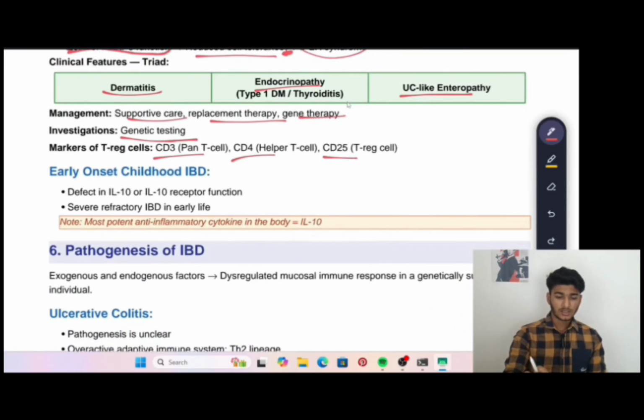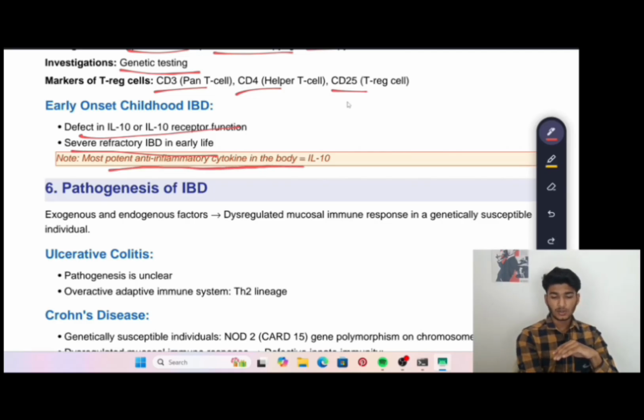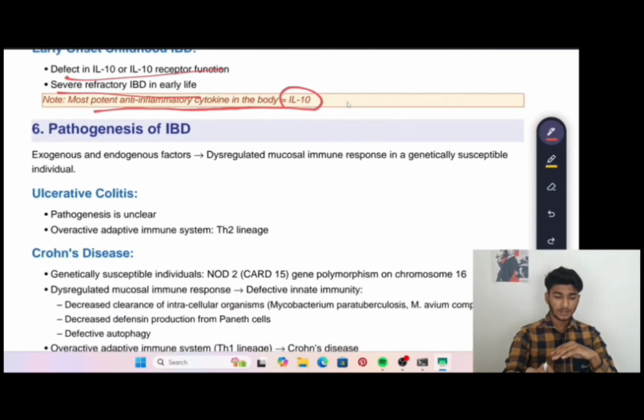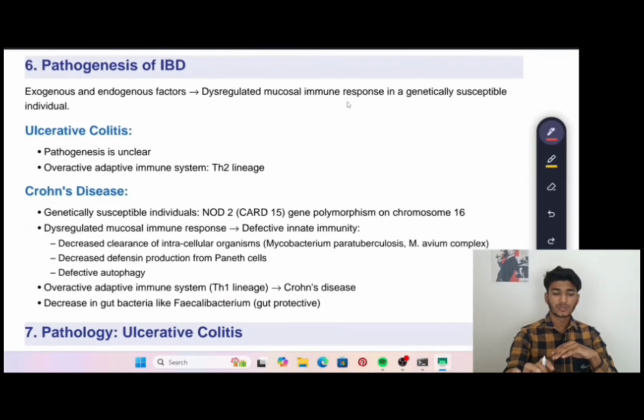In early onset childhood IBD, there will be defect in interleukins, interleukin 10, or if the receptor which has interleukin 10 is affected, it will lead to inflammatory bowel disease in the early age. Look, here it is written there. Because the most potent anti-inflammatory cytokine is interleukin 10. That's the thing.